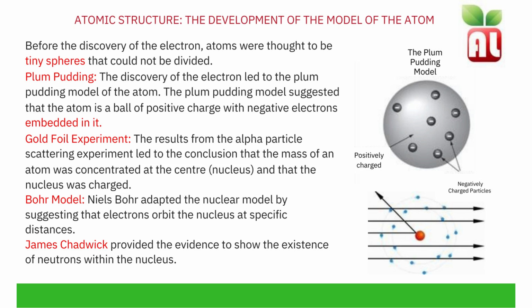In the Bohr model, Niels Bohr adapted the nuclear model by suggesting that electrons orbit the nucleus at specific distances. Later, James Chadwick provided the evidence to show the existence of neutrons within the nucleus.